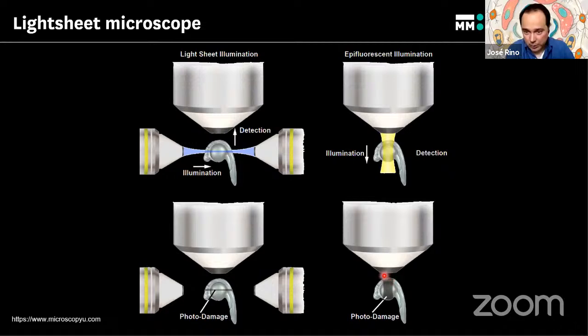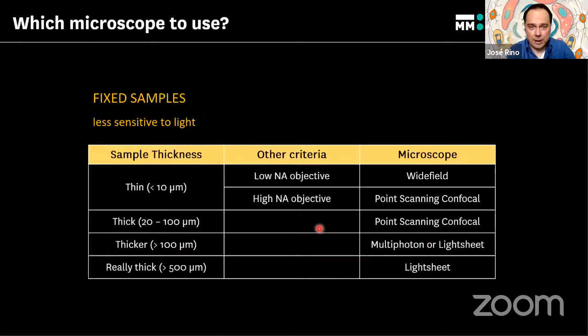So when you do a Z-stack, you are in fact photo damaging and photo bleaching your whole sample, your whole volume. On the light sheet you don't get that, so you only illuminate and you only get photo damage on that plane, and more detail on that in Gabi's talk.